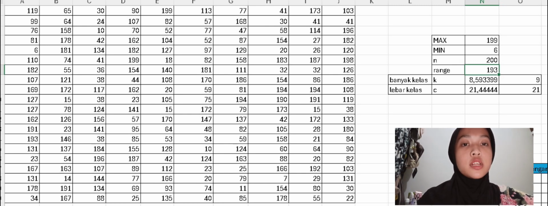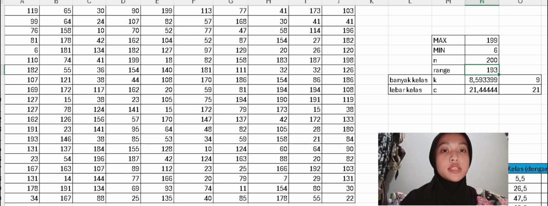Excel, and the results show that the maximum value is 199, while the minimum value is 6. The total number of data values is 200. After that, the range was calculated by subtracting the minimum value from the maximum value, resulting in a range of 193.